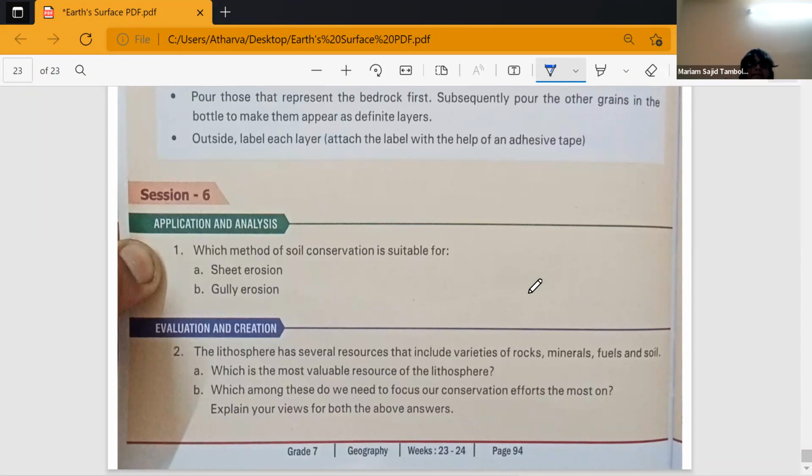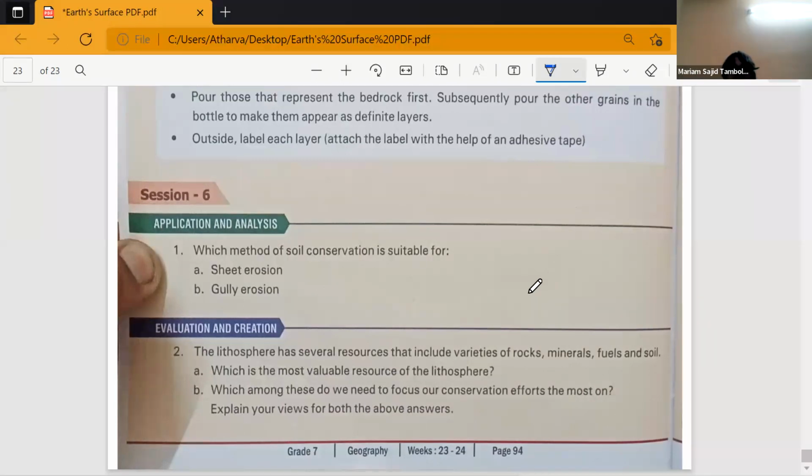Ma'am, from rocks, minerals, fuels, and soil, they are asking, no? From the conservation of soil resources, from that. Oh, okay, from that. Or else you can also refer to the above. That is, you can also refer to the lithosphere paragraph, right? And you can refer to the rocks, minerals, fuels, and soil. Yes, ma'am.